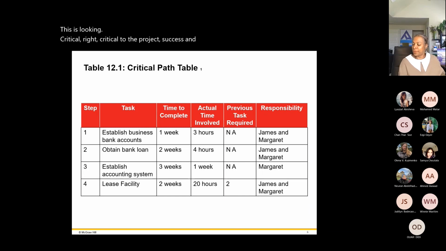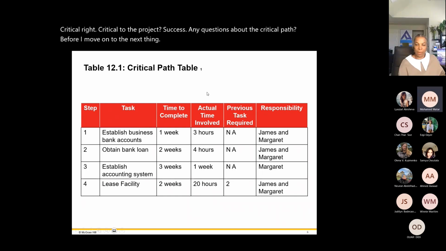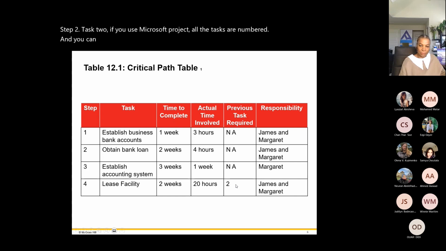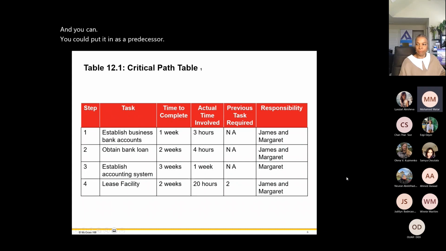Any questions about the critical path before I move on to the next thing? Yes, when we say previous task required in lease facility, when we say 2 here, it means step number 2 is required to do this task? Yes. Step 2, as I said, obtain the bank loan. Step 2, task 2. If you use Microsoft Project, all the tasks are numbered, and you can put it in as a predecessor.